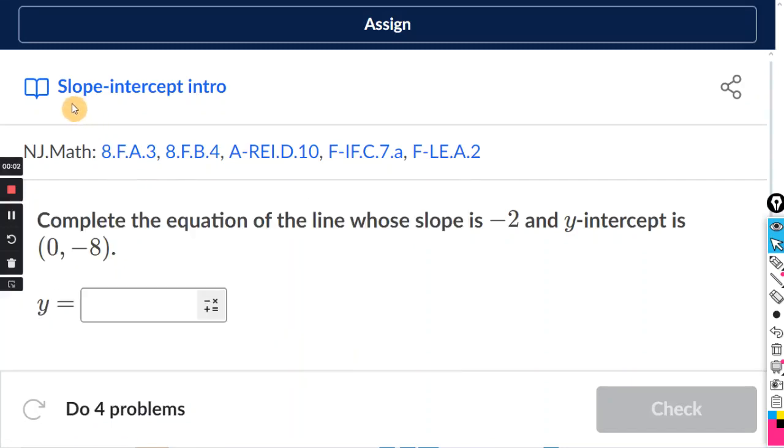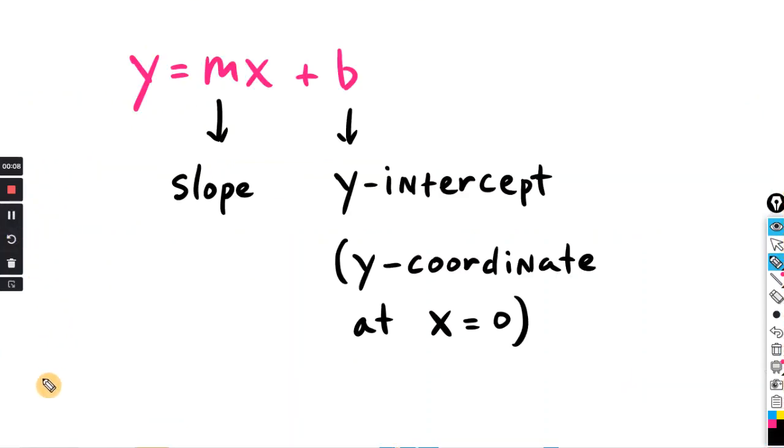This will be for the Khan Academy exercise, Slope-intercept intro. So just some notes before we begin. The basic line equation is y equals mx plus b. The letter m represents the slope, and the letter b represents the y-intercept. The y-intercept is going to be the y-coordinate at x equals 0.